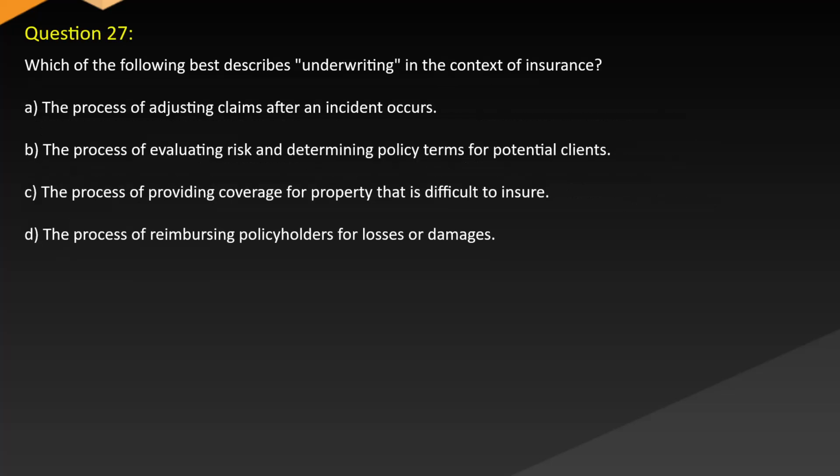Question 27. Which of the following best describes underwriting in the context of insurance? A. The process of adjusting claims after an incident occurs. B. The process of evaluating risk and determining policy terms for potential clients. C. The process of providing coverage for property that is difficult to insure. D. The process of reimbursing policyholders for losses or damages.